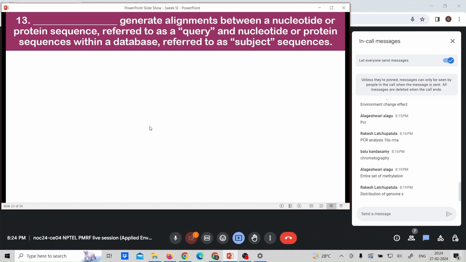So this is the next question. What is a technique that is used to generate alignments between a nucleotide or a protein, usually referred to as a query, and a nucleotide or a protein within a database? The nucleotide or protein within a database is referred to as the subject. You have two things: a query and a subject. To generate alignment between these two, what's very commonly used?